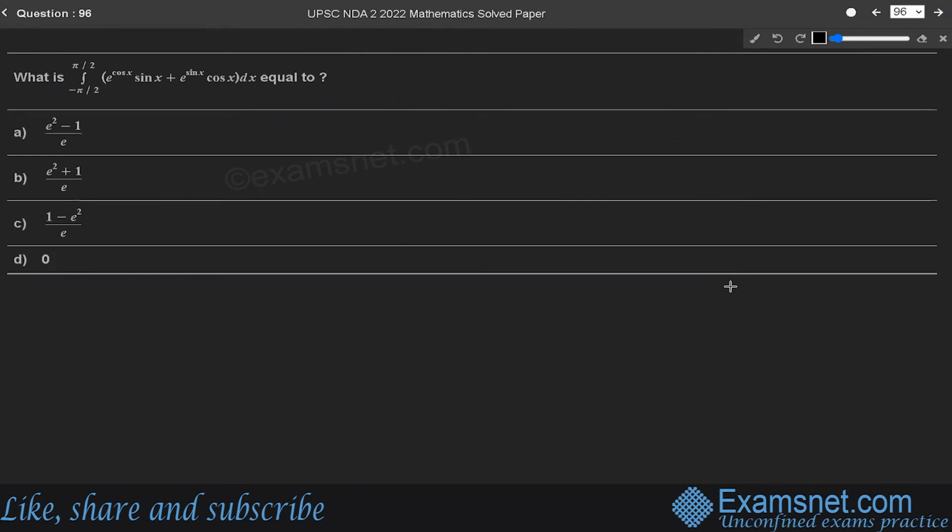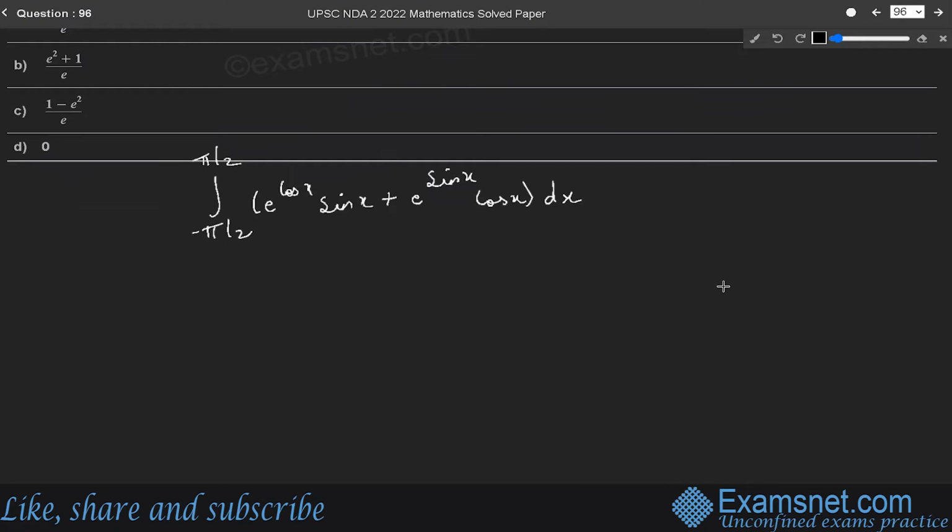Next question is, what is the integral from minus pi by 2 to plus pi by 2 of (e to the power cos x sin x plus e to the power sin x cos x) dx equal to? You can see that here the limits are opposite to each other. One is negative and one is positive, means the opposite limits are present.